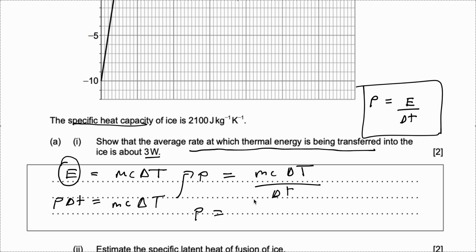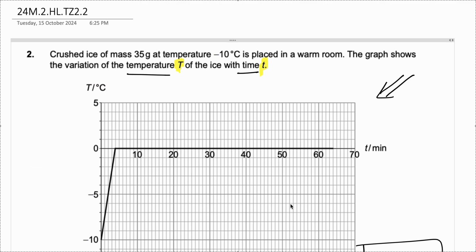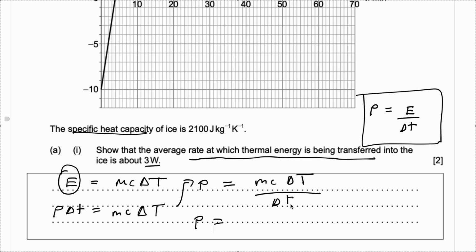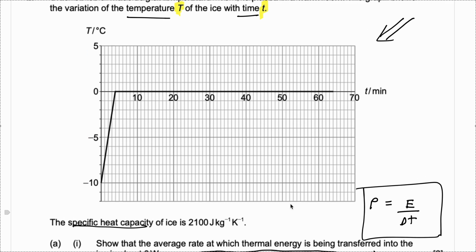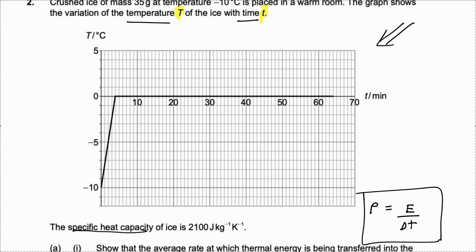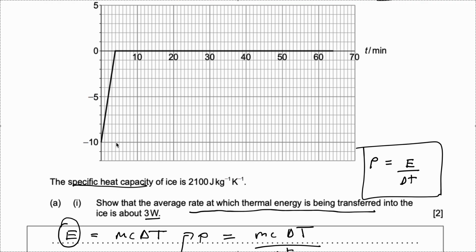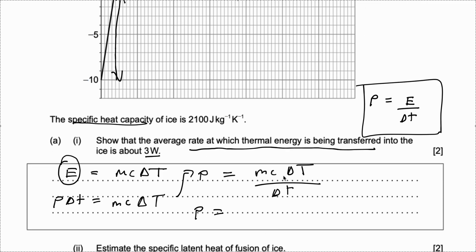So what is power exactly? It's the mass times the specific heat capacity times the change in temperature, all over the change in time. Let's put this in our calculator. The mass is 35 grams, which we need to convert to kilograms, so 0.035, times the specific heat capacity, 2100, times the change in temperature. Energy is being transferred from negative 10 to 0, so delta T is 10.